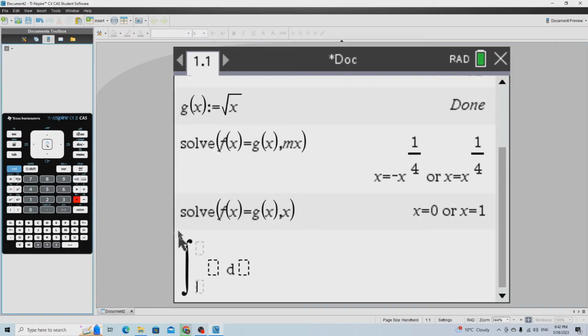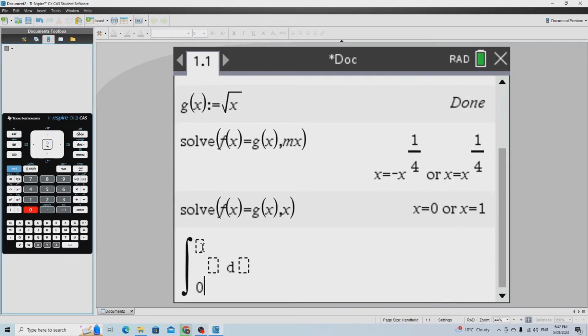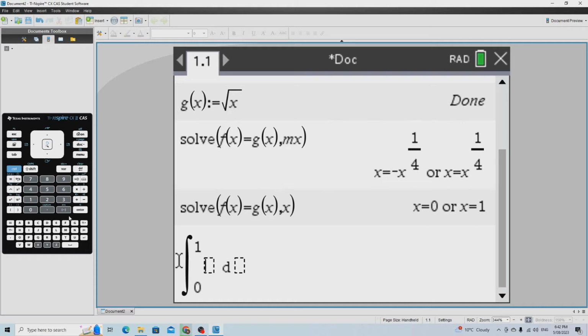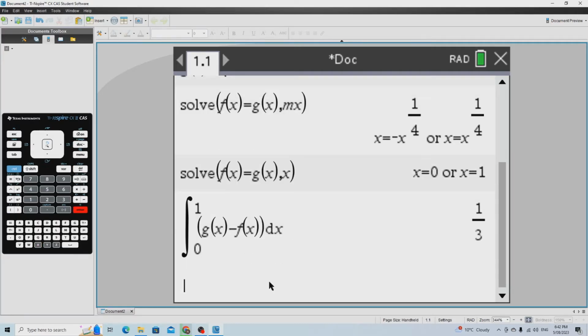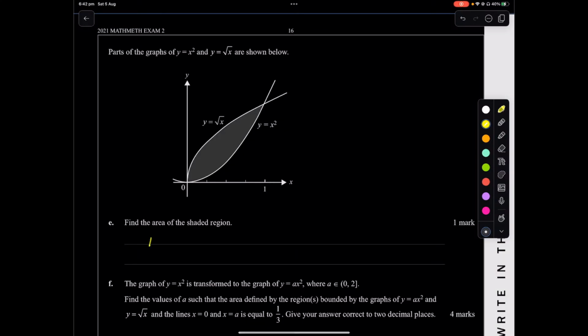So from 0 to 1, the upper function, which is g of x, minus f of x dx gives us 1/3. That's your area. So the area is 1/3 units squared.